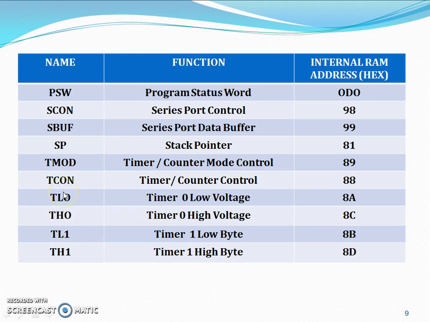Now there are two timer registers, as already talked about in the block diagram: TL0, TH0, TL1 and TH1. Two timers means T0 and T1, right? Timer 0 and timer 1. Timer 0 is a 16-bit register, so it is divided into two registers: timer 0 low byte and timer 0 high byte. In the same way, timer 1 is also divided into two parts: timer 1 low byte and timer 1 high byte. These are the addresses of those registers.